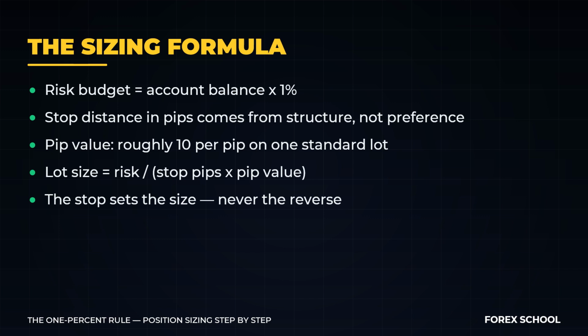1. Account balance, say £10,000, so the risk budget is £100. 2. Stop distance, suppose structure puts the stop 25 pips away. 3. Pip value, on a standard lot of a pound-dollar style pair, call it £10 per pip. 4. The answer, lot size equals risk budget divided by stop distance times pip value. 100 divided by 25 pips times £10, that is 100 over 250, gives 0.4. We trade 0.4 of a standard lot, and if the stop is hit we lose £100. Exactly what we budgeted. The stop sets the size, never the other way round.